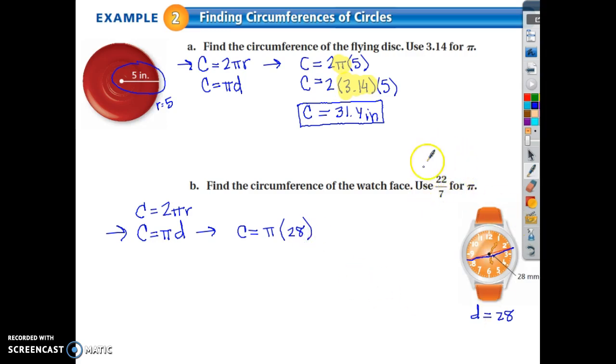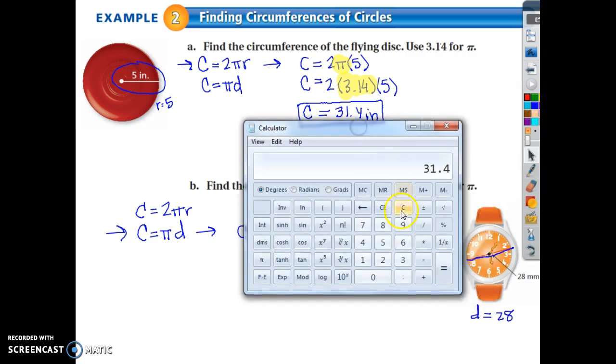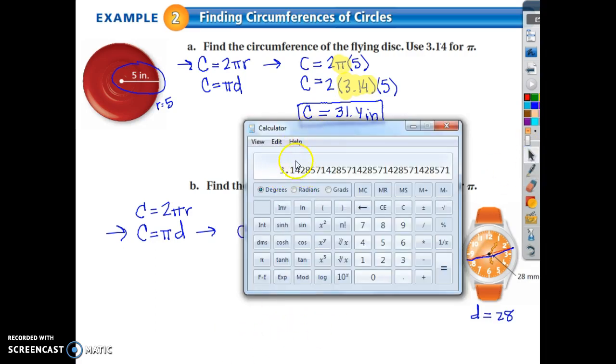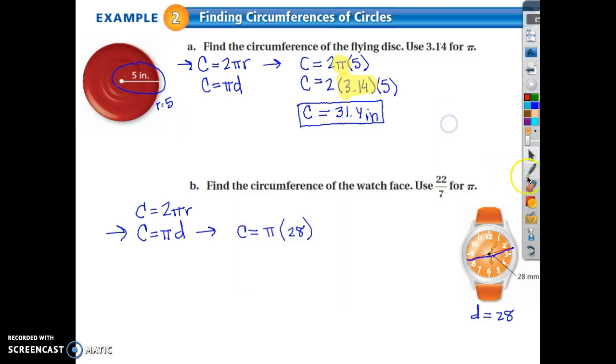And they tell us to go ahead and use 22 over 7 for pi. This is also another way to represent that same number 3.14. It's just in fractional notation. In fact, if you plug 22 divided by 7 into your calculator, you will see that the first three numbers are 3.14. It is very, very close to the estimation that we used in the last question, 3.14. But instead of being a decimal, we're just using it in fractional form.